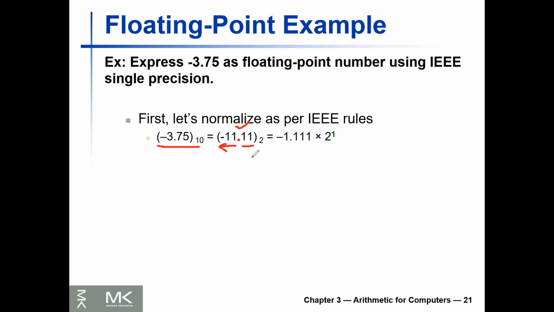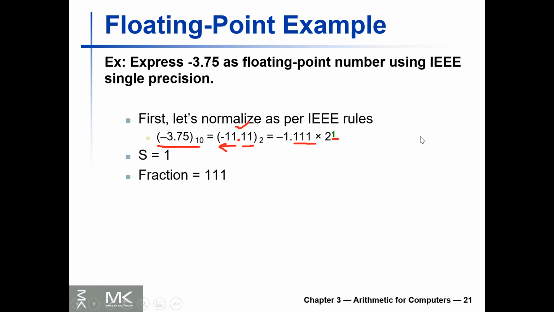Towards the left. How many places? 1 place. Girls, the rule says when you shift the decimal point towards the left, the power of 2 will increase, power of 2 because it is binary. It increases positively, so it is 1.111 multiplied by 2 to the power 1. Here is the exponent which we have to store, and this is the fraction part. As I said, now we need to find S. S is 1 because the number is negative. Am I right? Sign bit.